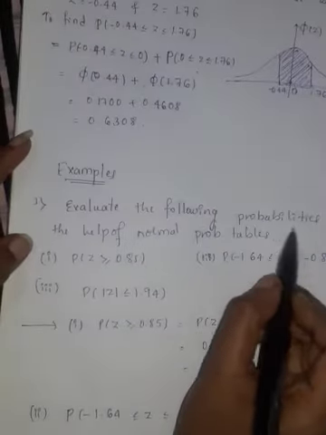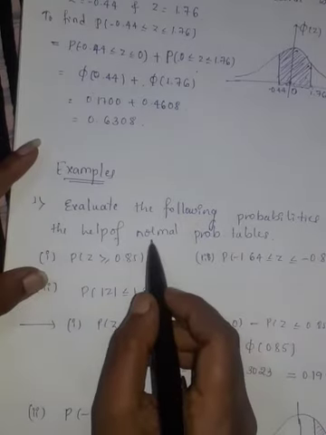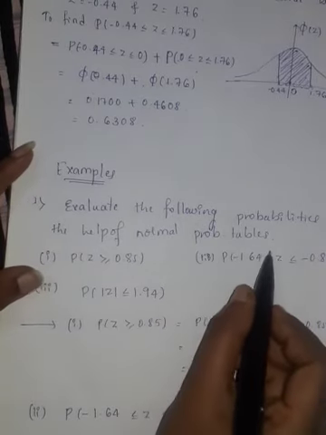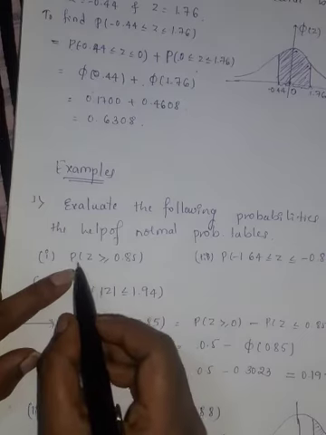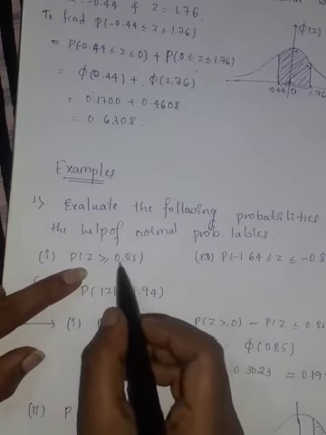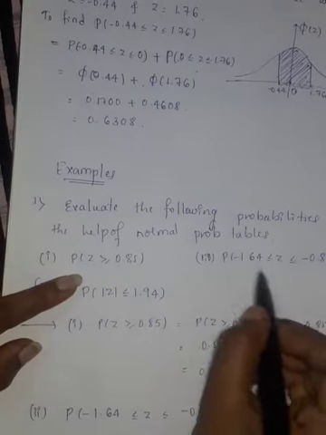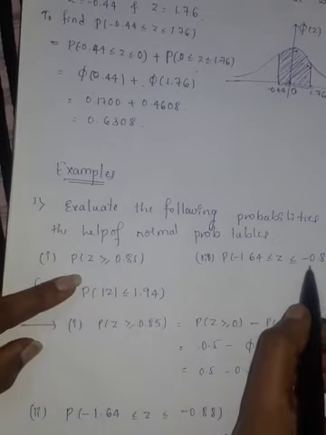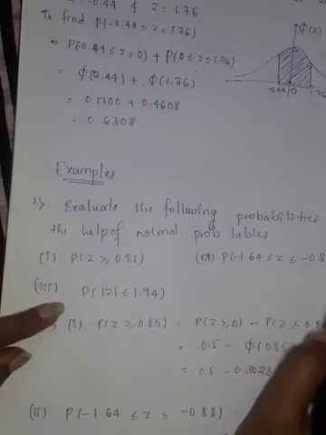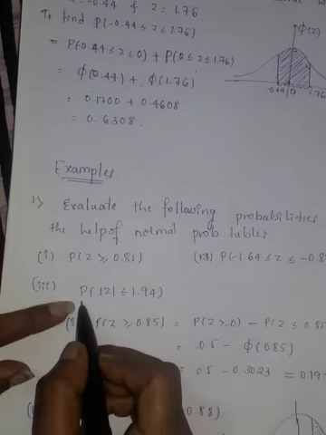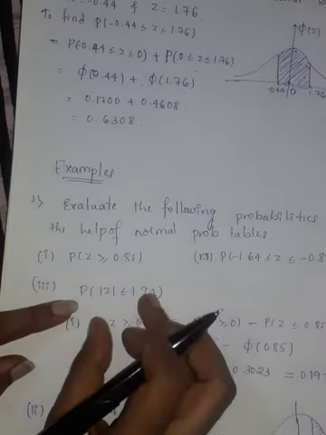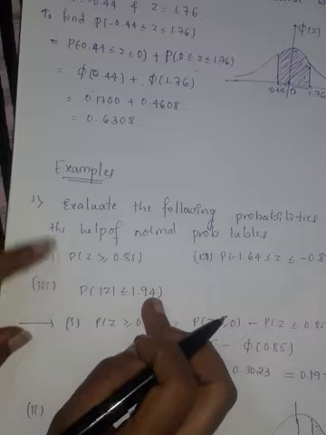Let us solve some examples here. Evaluate the following probabilities with the help of the normal probability table. First, the probability when z is greater than or equal to 0.85. Second, the probability when z lies between minus 1.64 and minus 0.88. Next, the probability when mod of z is less than or equal to 1.94.